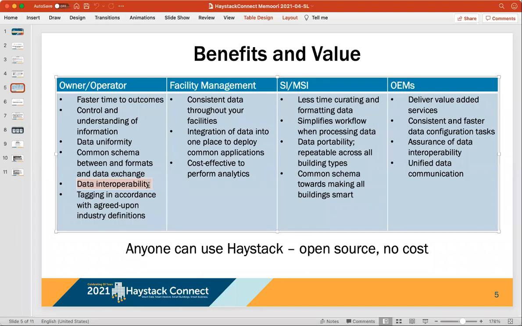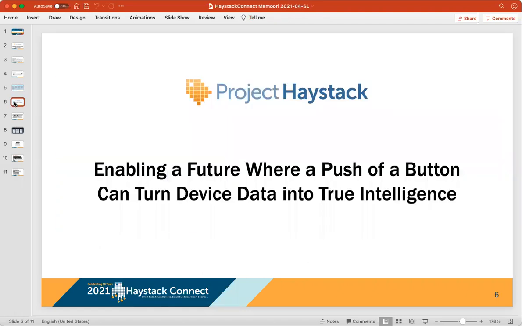In some ways it's subtle, but it's actually the most important thing: we want to be able to easily use our data, right? We paid for the devices, we have the data, and data leads to better understanding, and that's all dependent on being able to make the data interoperable with minimal effort. Because if we have to invest too much effort, then we're not going to get to our end goals. So we try to sum up these benefits, and we say enabling a future where a push of a button can turn device data into true intelligence.